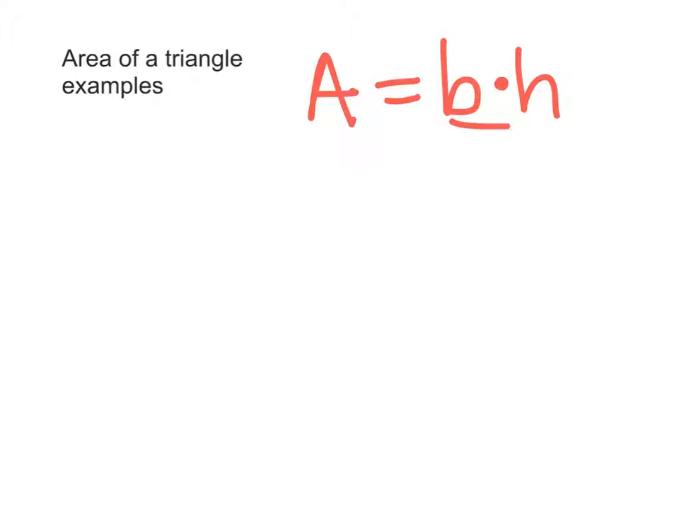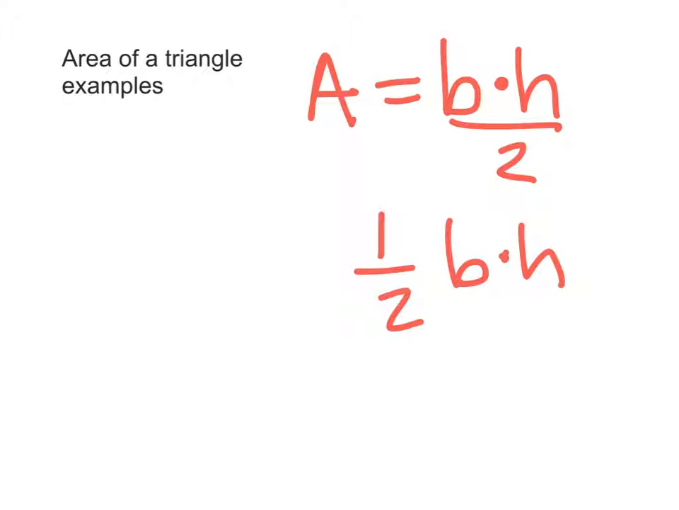So in this video, we're going to look at some examples of calculating area of a triangle. So recall that our formula is base times height divided by 2. Sometimes you'll see it as 1/2 base times height. So it's like 1/2 times base times height, or base times height divided by 2.